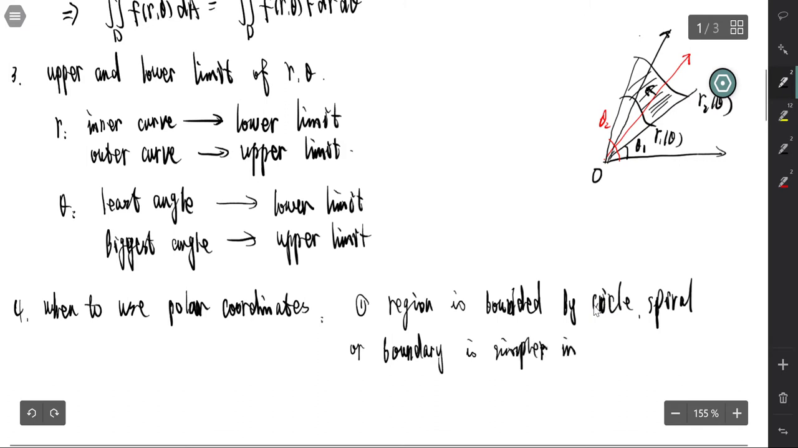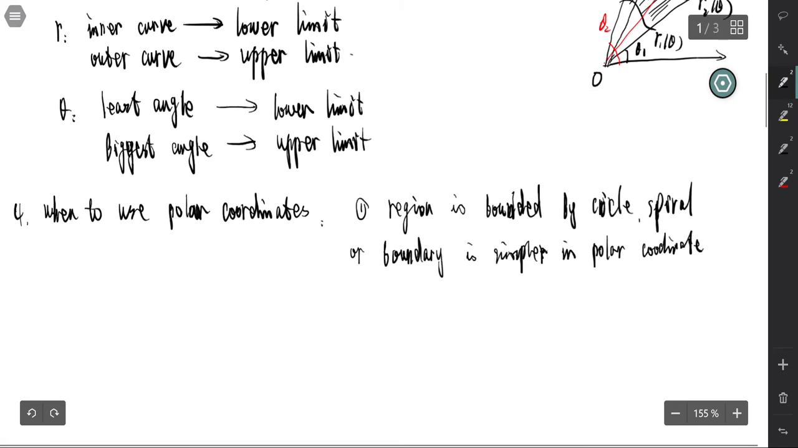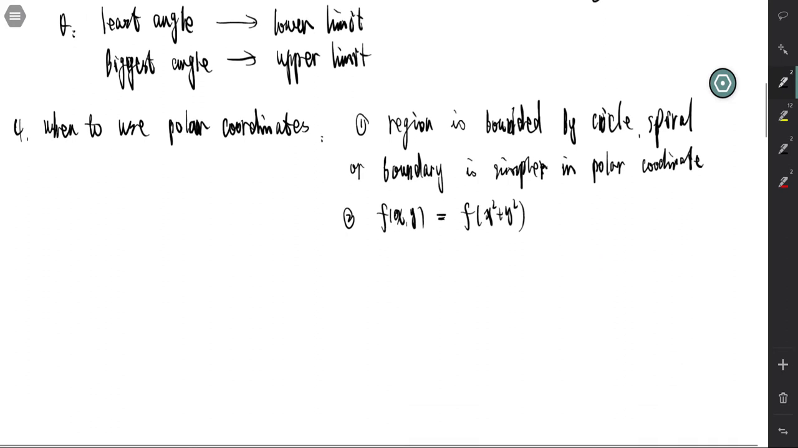It is simpler in polar coordinates. That's the first case. The second case is the integrand. The integrand can be read as x squared plus y squared, because x squared plus y squared is r squared. Okay, let's see some examples.